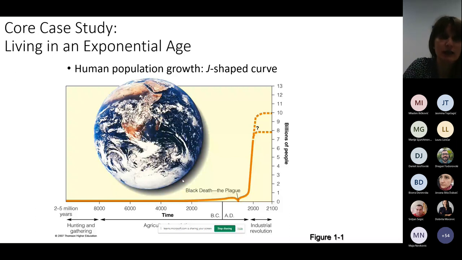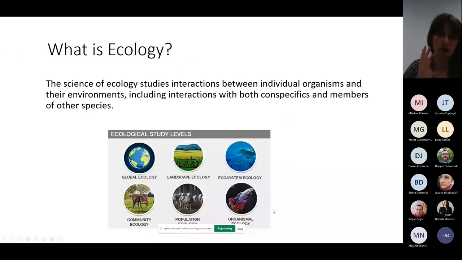So why do we have to do that, and why is environmental science important? Well, because we are living in an age of exponential growth of human population, which was triggered by the industrial revolution. So we as a species started to produce a huge impact on our environment after the industrial revolution started. So once again, environmental science is a science of how human population affects the environment.